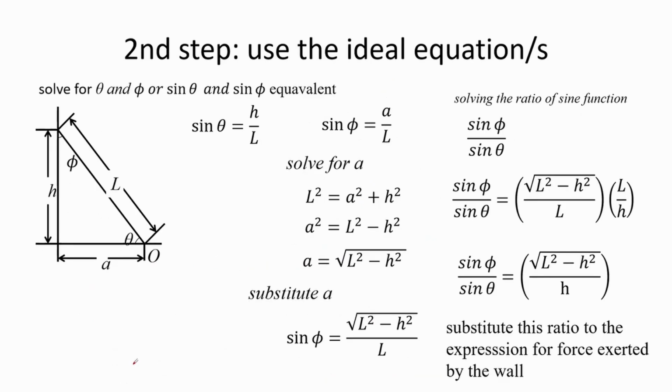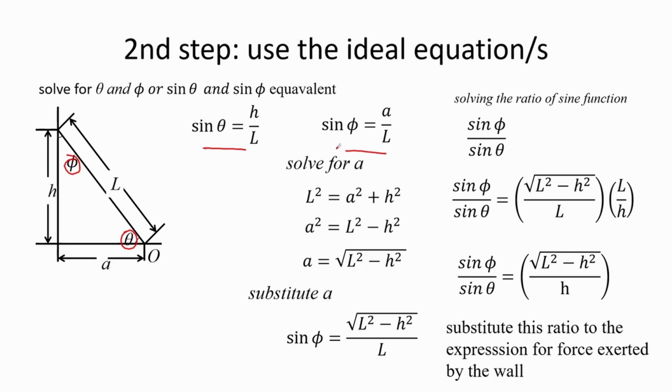To solve for the sine of the angles, we go back to the figure and we see that the angles theta and phi form a right triangle, which we write in terms of the sine function. First, for theta, sine theta is equal to h over L. For phi, sine phi is equal to a over L. So, we encounter another problem since a is unknown and we need a better expression for it.